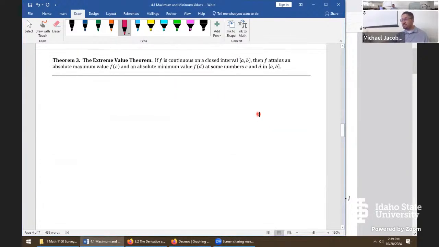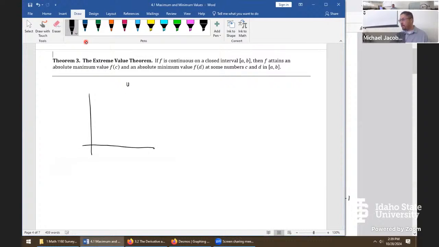So that's kind of impressive. This is now a guarantee. All you need is two things, continuity and the closed interval. Now let's draw out some pictures just to see how that would work.